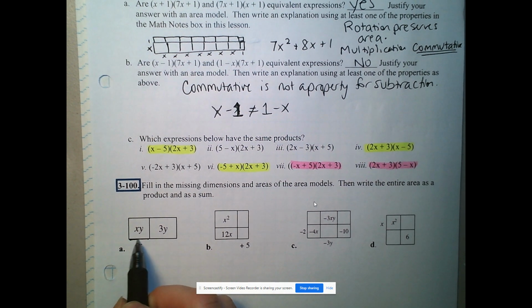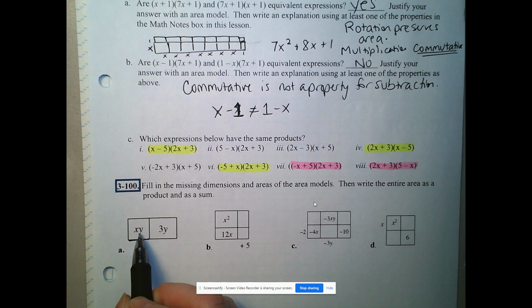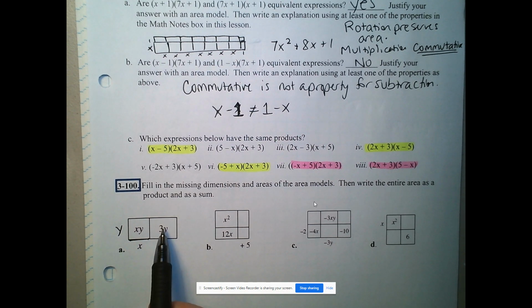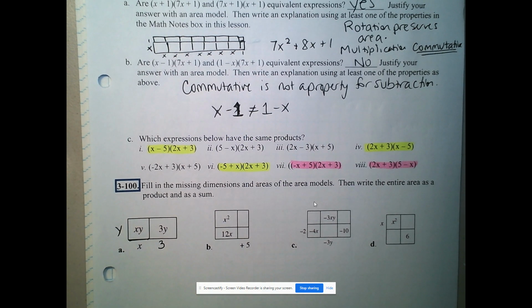If this side is x and the tile is worth xy, then we know this side has to be worth y. If this side is worth y and the rectangle on the right is worth 3y, then this dimension has to be 3. So it's a little bit of, what do I have? What do I need? What do I want to get my way through the problem? I guess I'll do one other one.